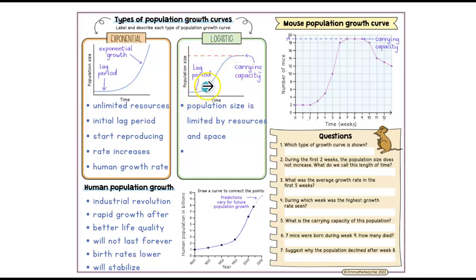Now, logistic growth is to have a lag period and then come up quickly and then reach the carrying capacity and level out. This is when the population size is limited by resources and space. Okay, so for the mouse population growth curve, dot to dot these dots here and then label the carrying capacity and write the number that the carrying capacity is, which is 19. After that, pause this and answer the questions based on what you just learned.